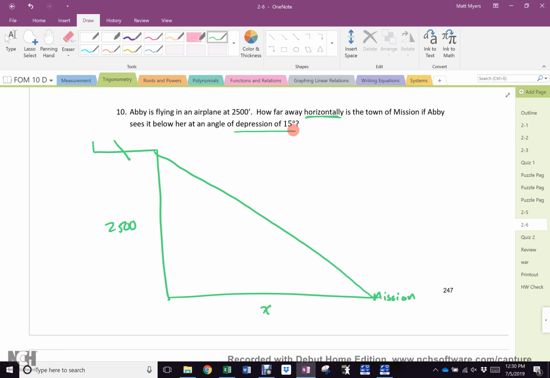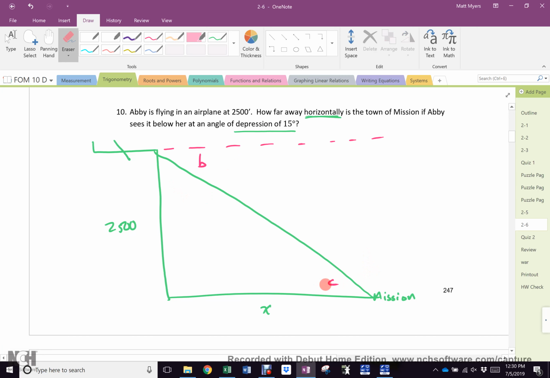Where are Abby's eyes looking if she is flying this plane? Straight away from the plane, yes? So where is the angle of depression? Is it A, B, C, or D? No. It is B because it is between the horizontal and down. That is exactly what we did in our example.